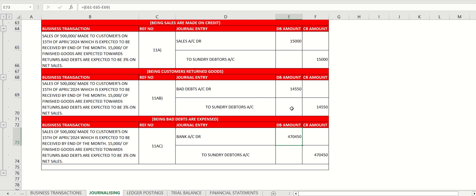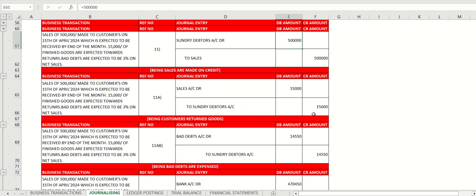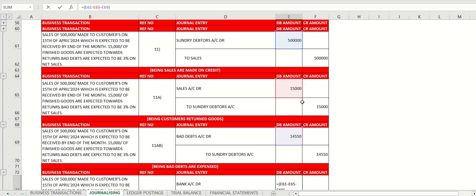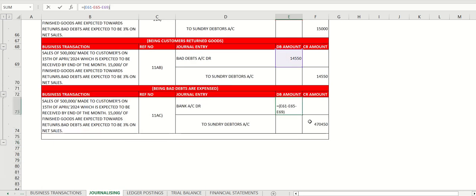See, if you see here, this is my total sales, this is my returns, and this is my bad debt. Okay, so we need to adjust all these numbers, right? From the total sales we need to reduce our returns, and from the net sales we need to reduce our bad debts, and this is the amount which the entity is expected to receive by end of the month from our customers. So bank account debit to sundry debtors account.